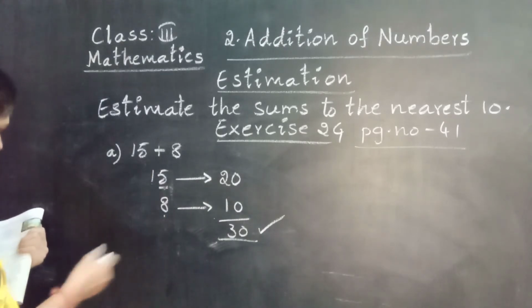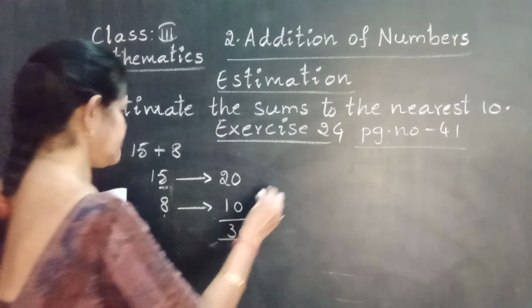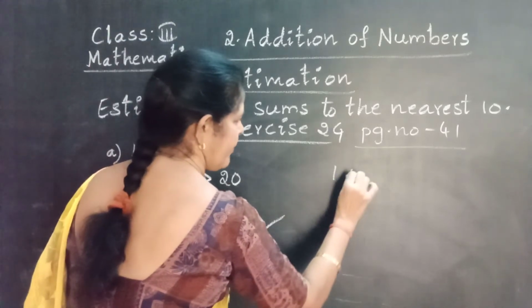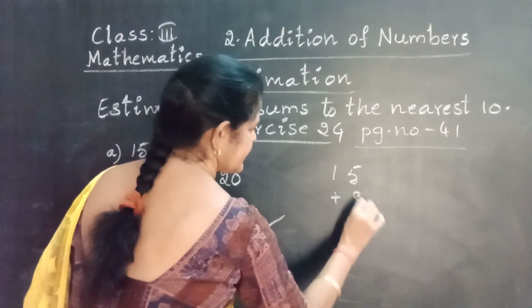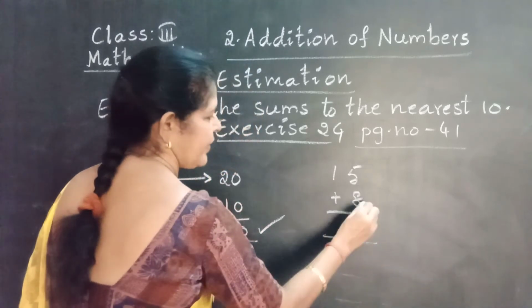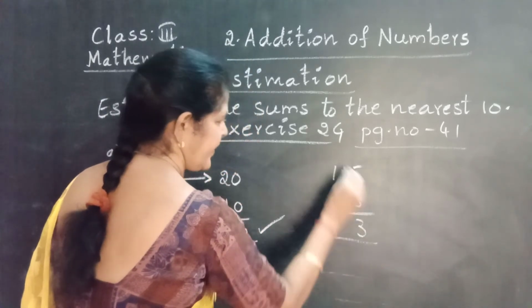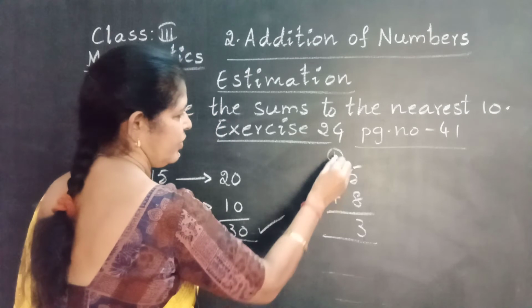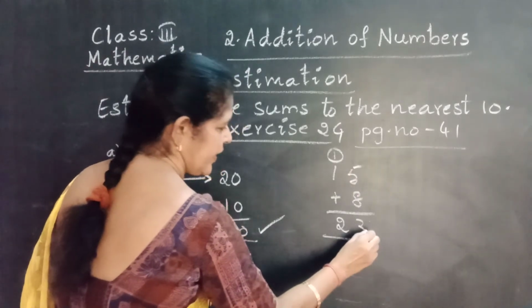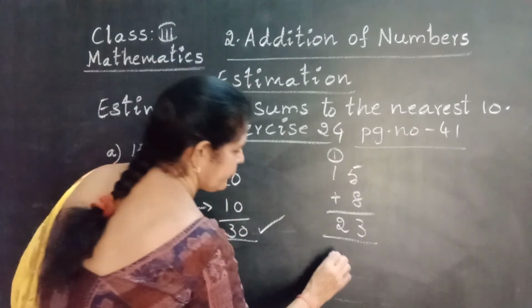Now go to actual sum. Actual sum means add these two numbers. 15 plus 8. 5 plus 8, 13. 3 right here, 1 carrying over. 1 plus 1, 2. We get the sum 23.